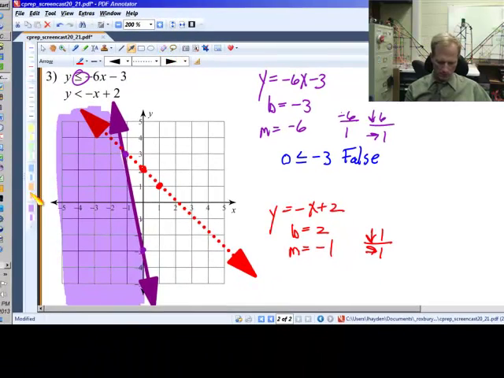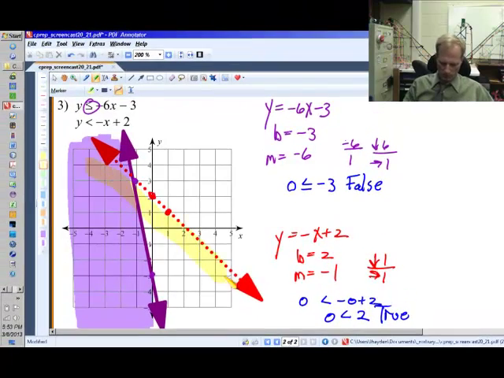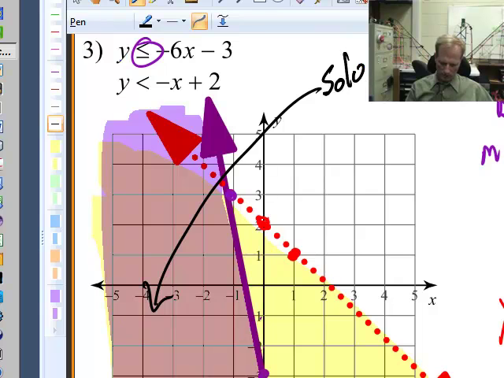And then I need to decide which side to shade. So let me do a test point of 0, 0. What does that give me? I put 0 in for y and 0 in for x. I get 0 less than negative 0 plus 2, which is 0 less than 2. That's a true statement. So I'm going to shade the side that contains the test point, which in this case would be that side of the line. Alright, and then the solution region is going to be the region where the two intersect, and that is that region in there.